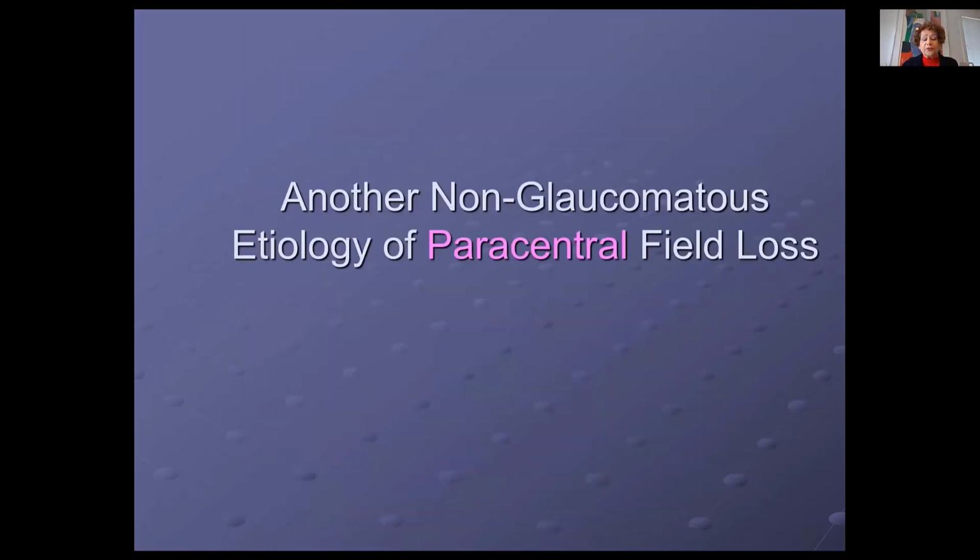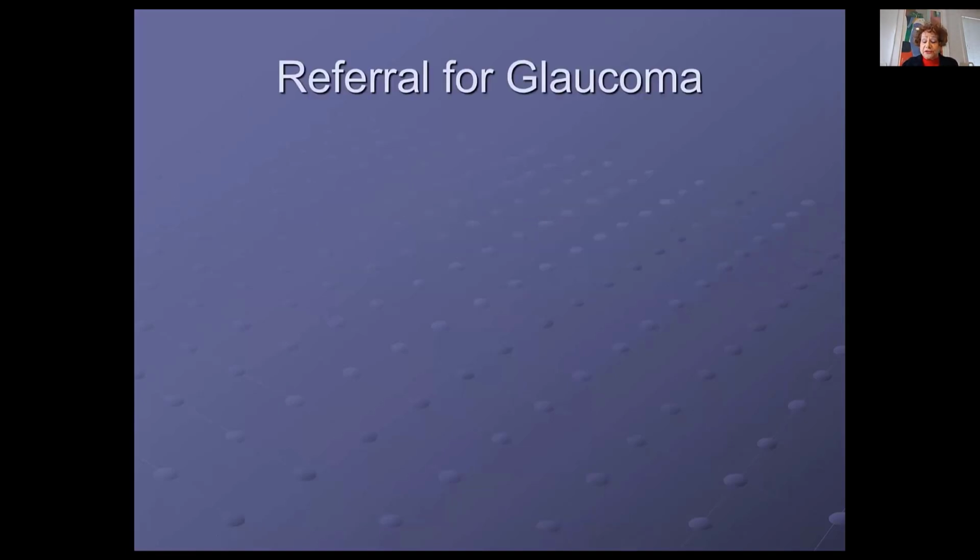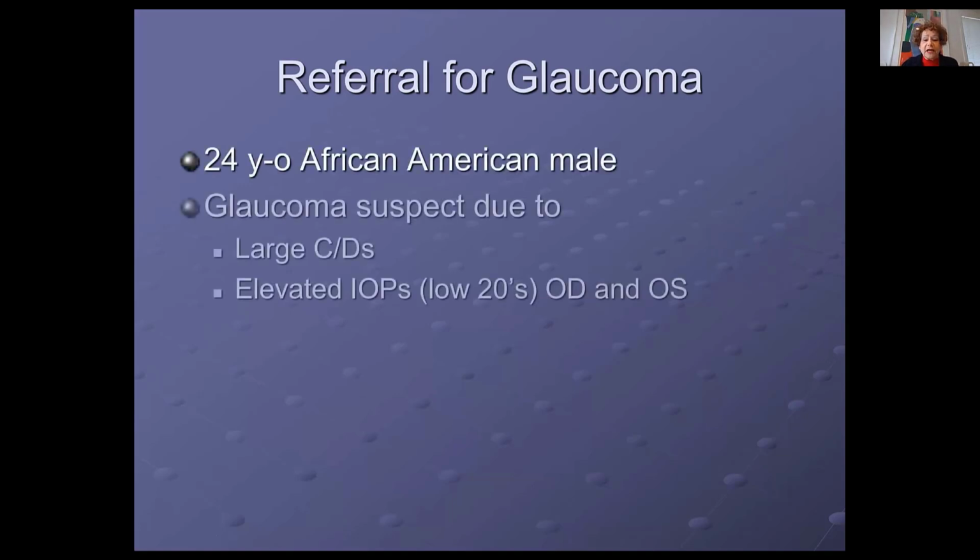Another non-glaucomatous etiology of paracentral field loss. This patient was actually referred to us as a glaucoma suspect, a 24-year-old African-American male, because he had large cup to disc ratios and elevated IOPs in the low 20s. So he already has three risk factors for glaucoma: his race, the large cupping, and elevated IOPs.